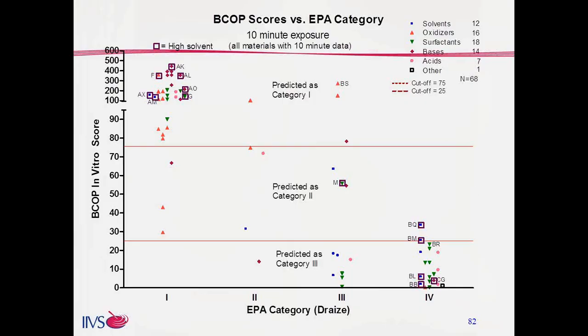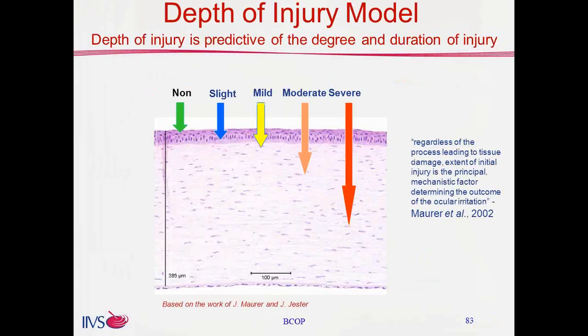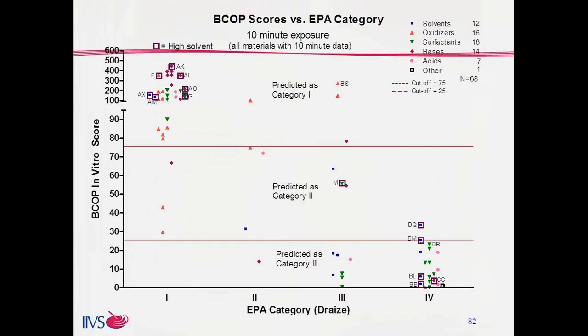And what we see here is that on first pass, there is a large group of materials that were EPA category 1, which were giving in vitro scores of well above 75, certainly above the severe threshold of 55 originally established. There's also a nice population of non-irritants at the EPA category 4 level as well. Now, we recognize that the BCOP has the potential for inaccurate predictions in the EPA category 3 and 4 categories.